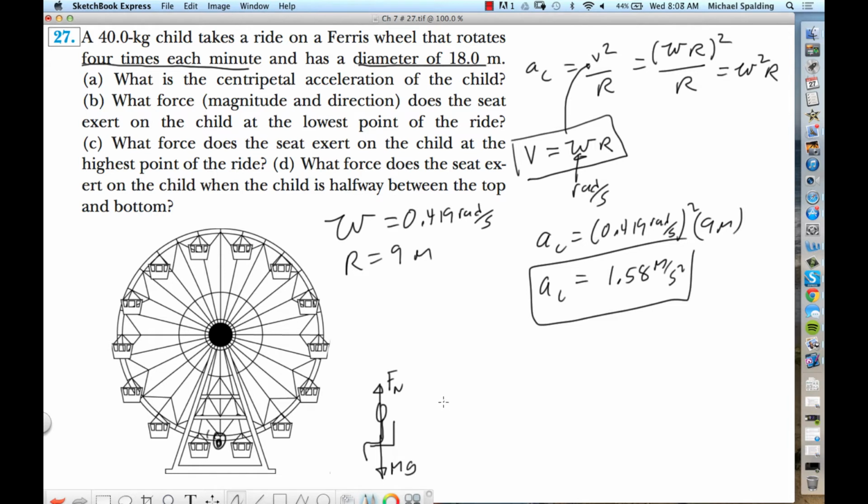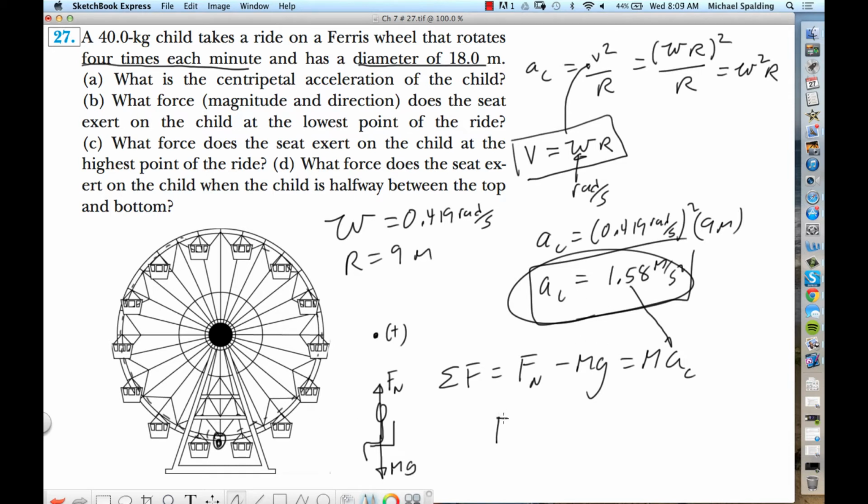So for circular motion, always make the center positive. The center would be straight up. So when you sum the forces, you get normal force minus mg equals ma. Sum of the forces always equals ma. What's this a right here? It's the centripetal acceleration, which we know, right? This centripetal acceleration is true everywhere on the edge of the wheel, because it's rotating with a constant angular velocity. That's the centripetal acceleration at all points.